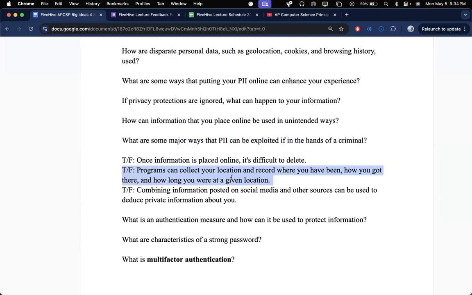Programs can collect your information, where you've been, all that kind of stuff. This is all true, right? Yeah. Identity theft, absolutely. Identity fraud. So once it's online, it's difficult to delete. We kind of said that as well, so that'll be true.